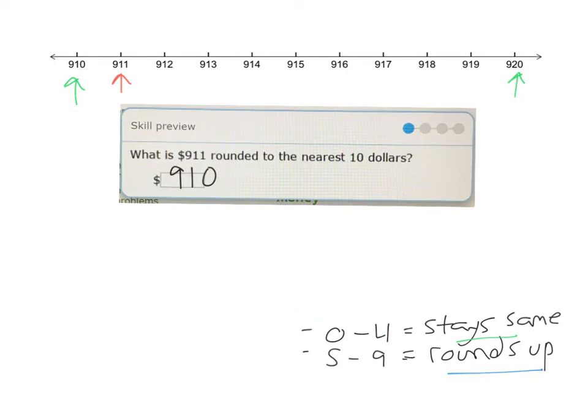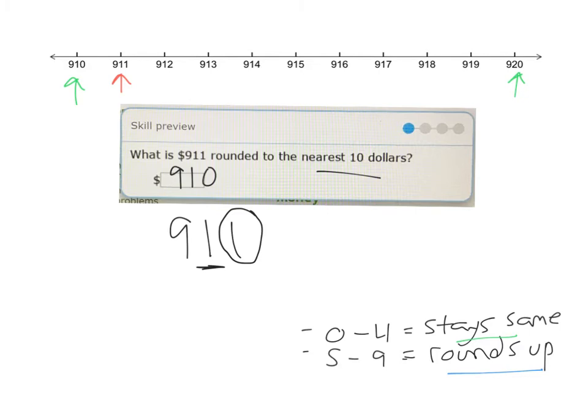Okay, it wants us to look at the nearest 10. So I'm going to underline the tens column, circle the digit to the right, looking at our key. If this digit that's circled is a 0, 1, 2, 3, or 4, the underlined will stay the same.